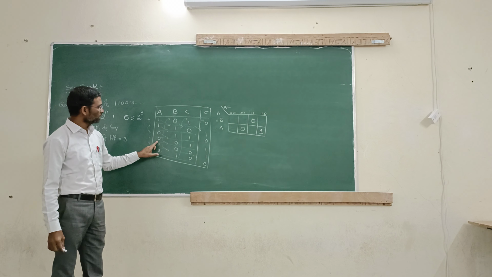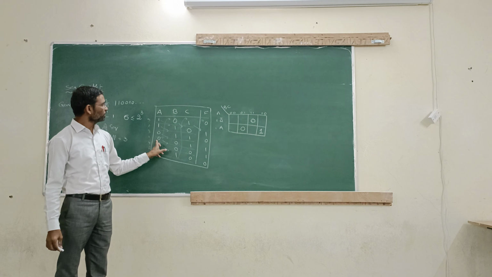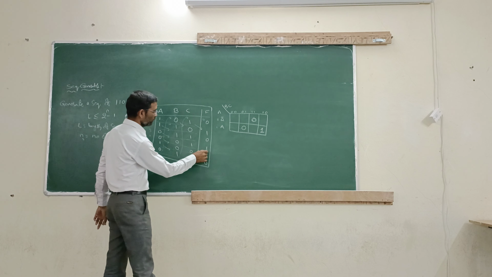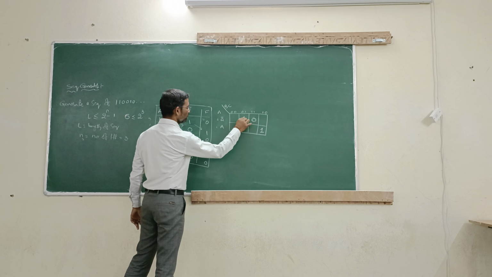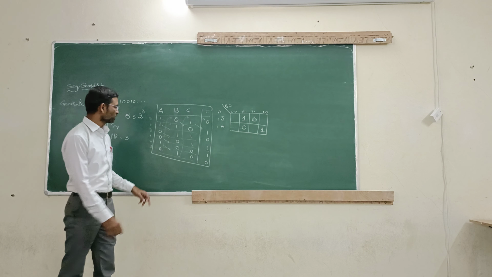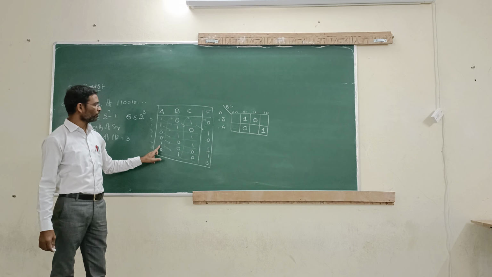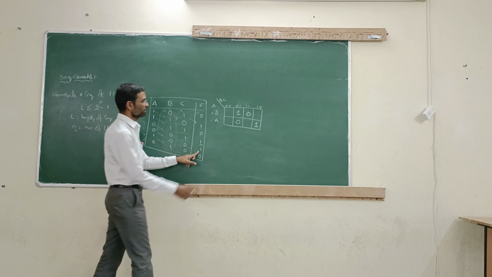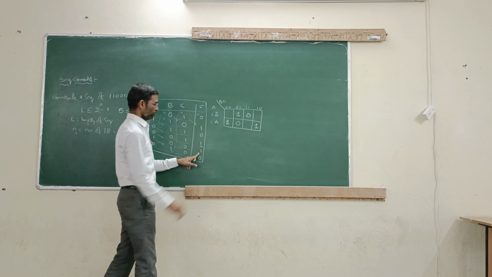Next one is A is equal to 0 and BC is equal to 0, 1. For this, the F value here is equal to 1. Next one is for A is equal to 1 and BC is equal to 0, 0. We are going to get 1. That means here it is equal to 1.